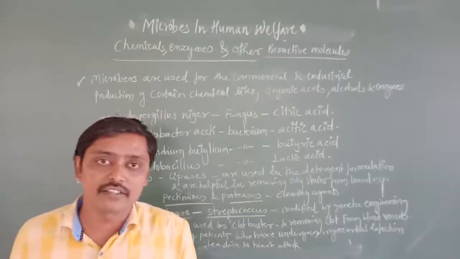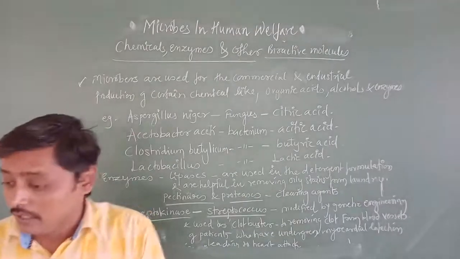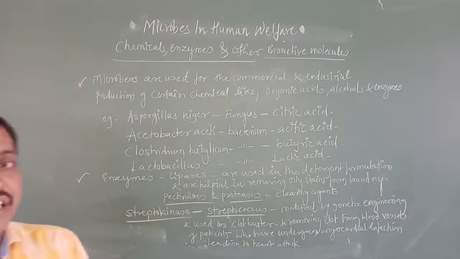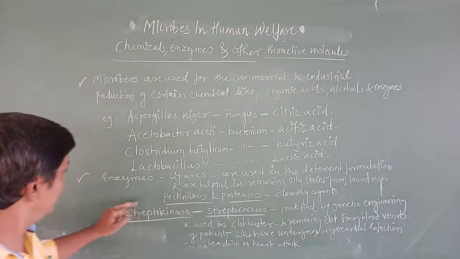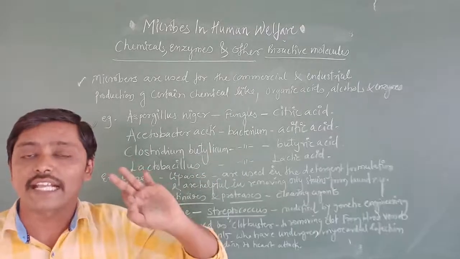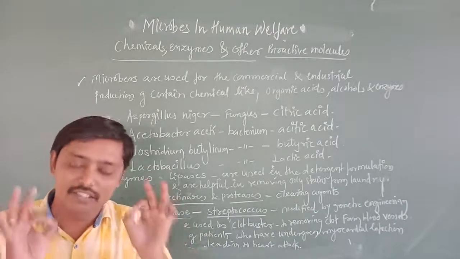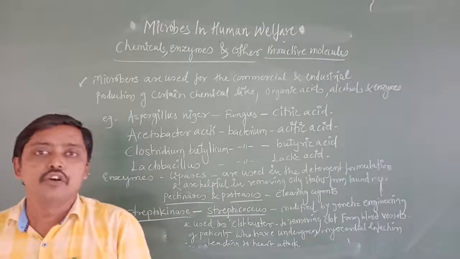For ethanol production, we are going to use the yeast Saccharomyces cerevisiae. Understood? Saccharomyces cerevisiae is a yeast, and it is used for the commercial production of ethanol. This sentence you have to write, and that is the homework for you people.